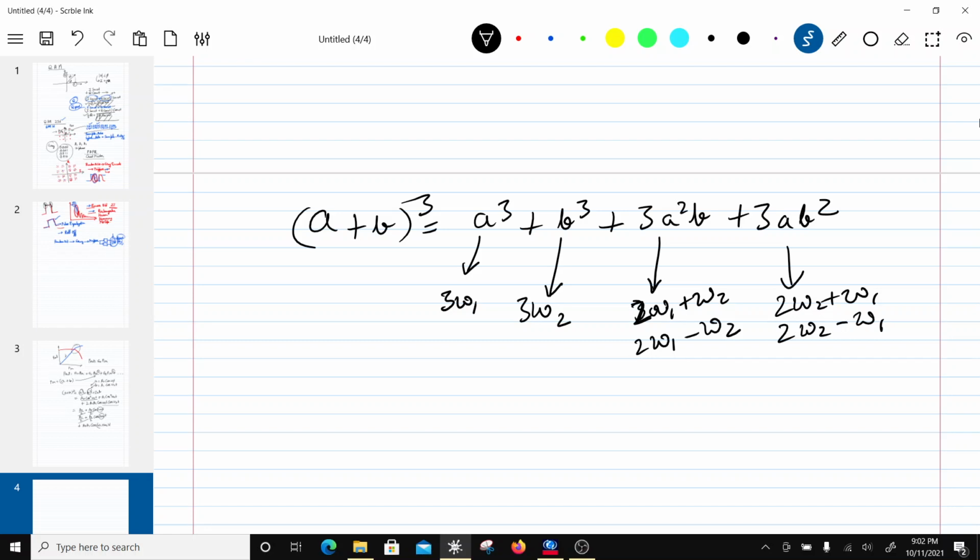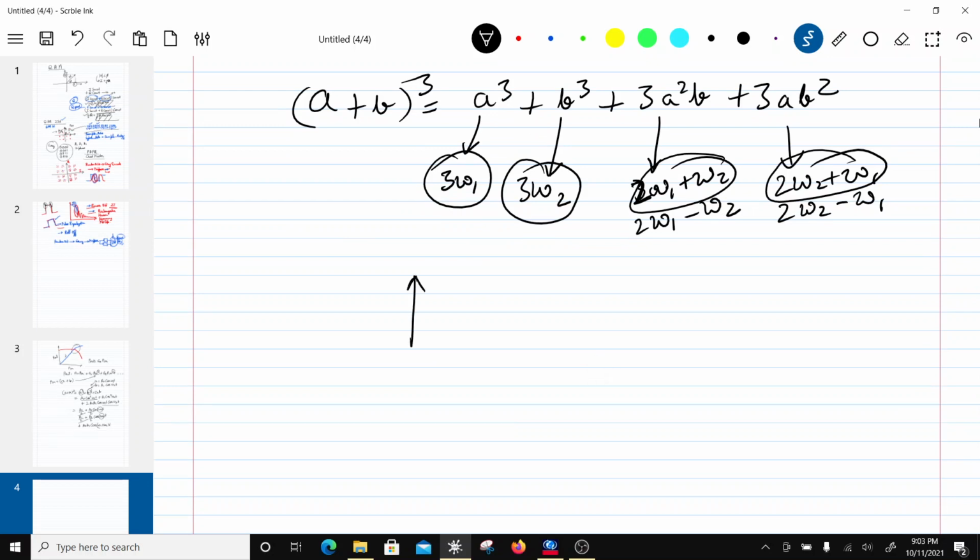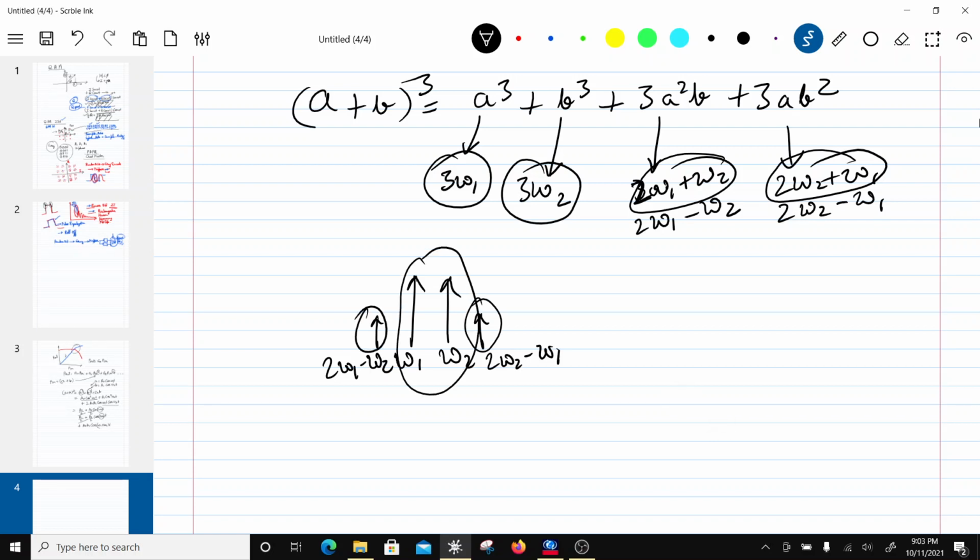So now this is the third harmonic, and these are close to the third harmonic. There is no DC generated here, right? But if you look at the picture, you will have omega 1, omega 2, then twice of omega 2 minus omega 1, and twice of omega 1 minus omega 2. So these components are close to your desired band.